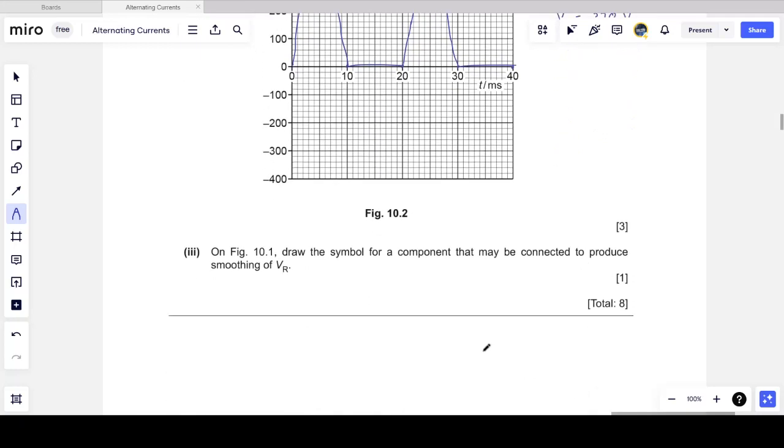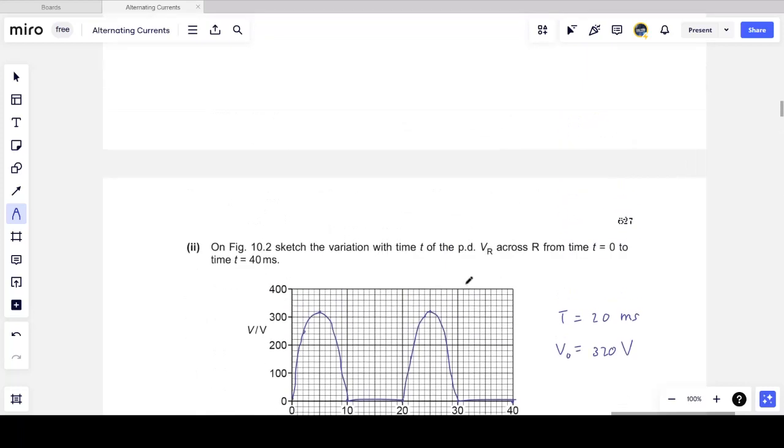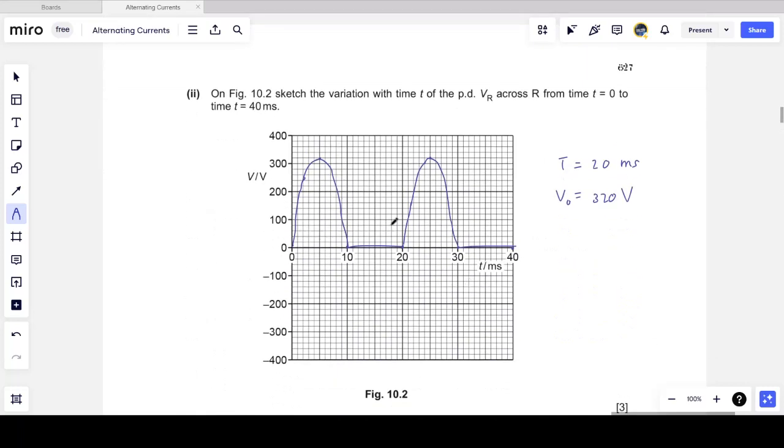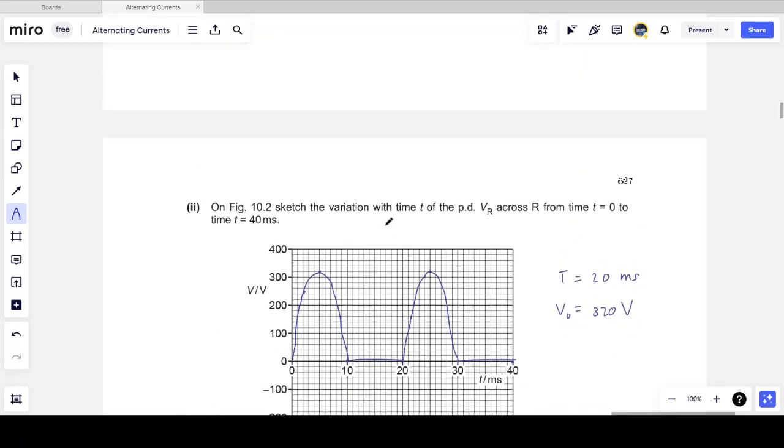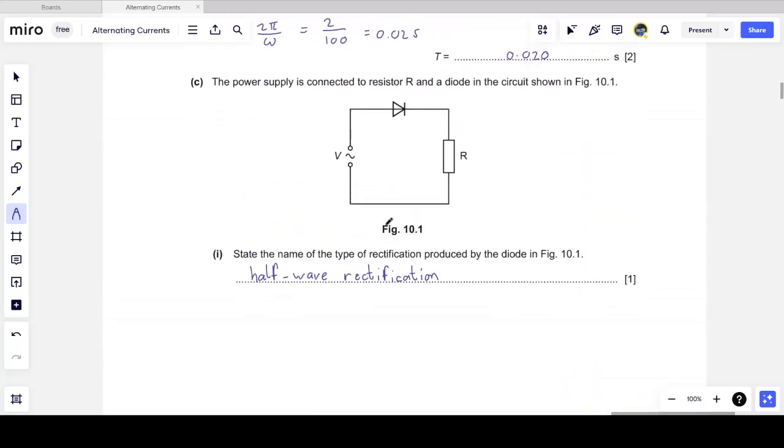The last sub-question says, on figure 10.1, draw the symbol for a component that may be connected to produce the smoothing of VR. So this value for the potential against time is obviously fluctuating, but if we wanted to smooth this out, what could we do? Well, we know that for smoothing we can add a capacitor. And how do you add the capacitor?